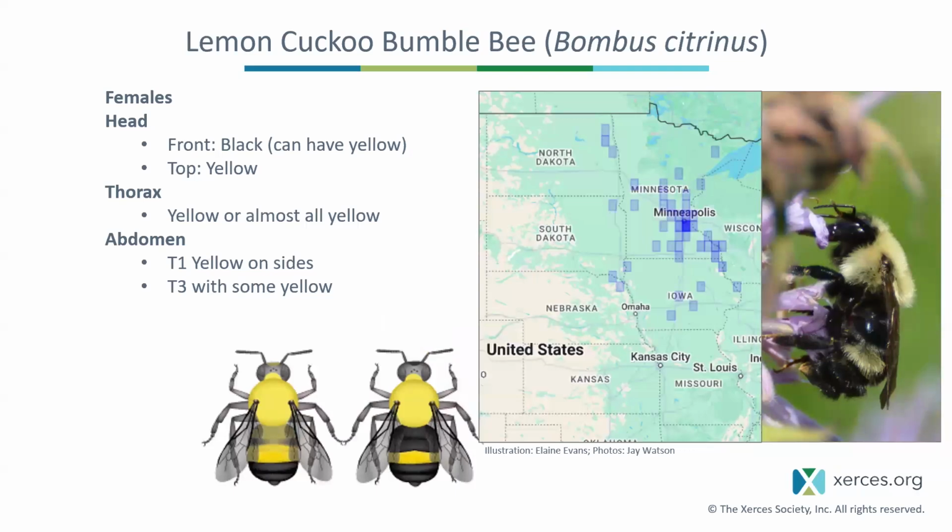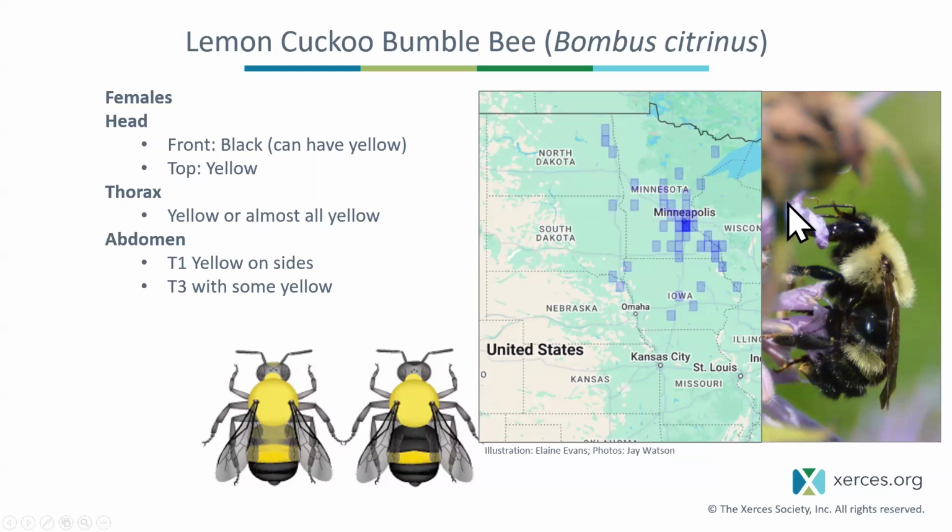All right, so I think that I probably only have time today to go through one cuckoo bumblebee species in detail. So I thought I would focus on the lemon cuckoo bumblebee, which is one of the cuckoo bumblebees that you will find most often in the Midwest. So this is a cuckoo species that you'll see quite often in Minnesota, not so much in other states. But of all the cuckoo bumblebee species, it's one that I think we generally see the most often.